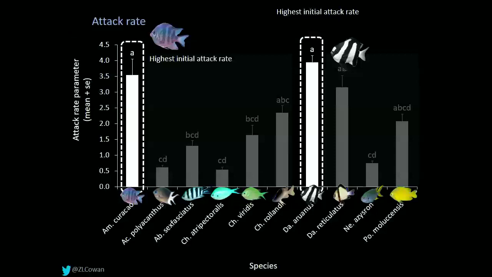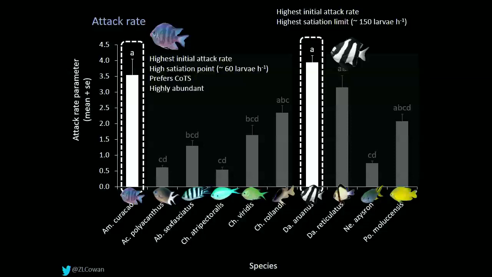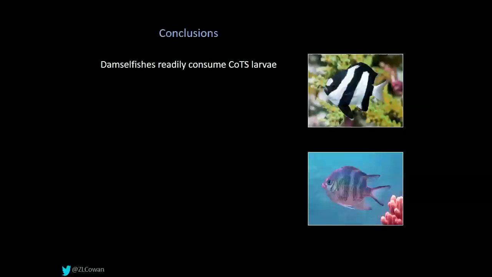As well as having high initial attack rates, these two species also had high satiation limits, and then A. curacao also preferred COTS to the other starfish, and it's also highly abundant. So this really reinforces the importance of these species as potentially key predators of larval COTS. So then just to summarize, damselfish will readily consume COTS larvae, and each individual fish is capable of consuming hundreds of larvae before becoming satiated.